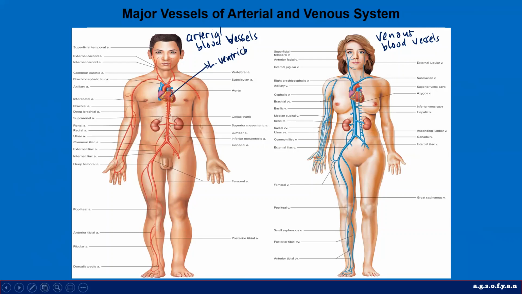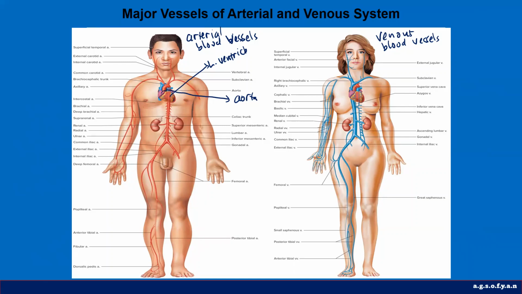Okay, and then from the left ventricle, the blood will be pumped into the aorta, and the aorta will branch into many smaller arteries. The first artery that will branch from the aorta is the one that goes to our cardiac muscle. It's called the coronary arteries. And then there will be 3 branchings on the arch of the aorta.